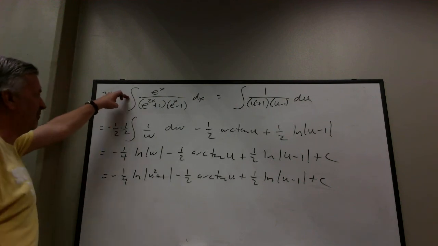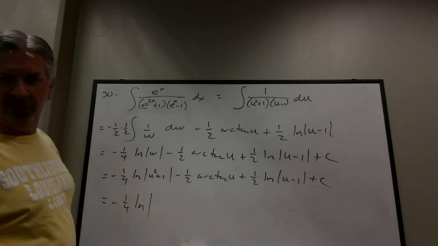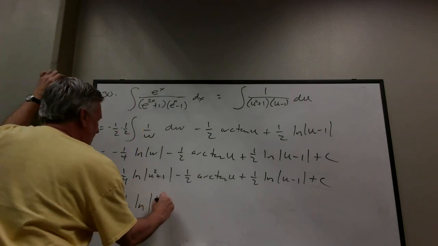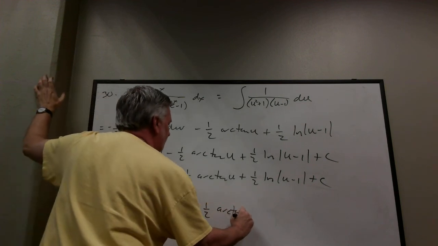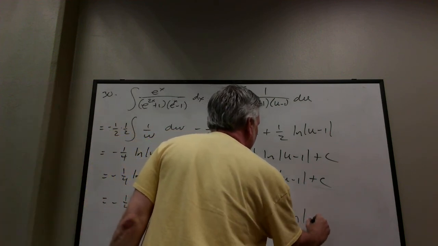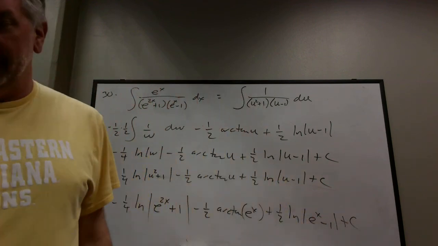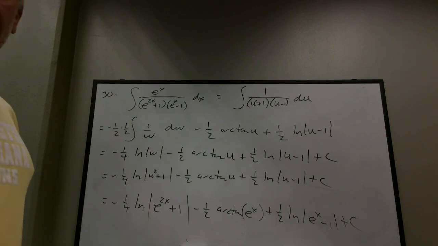And now we have to go back to x's. What was u? u was e to the x. e to the x squared is e to the 2x. And u was e to the x. And then 1/2 natural log e to the x. Ooh. Again, each step wasn't so bad. But there you go. So that ends the section.